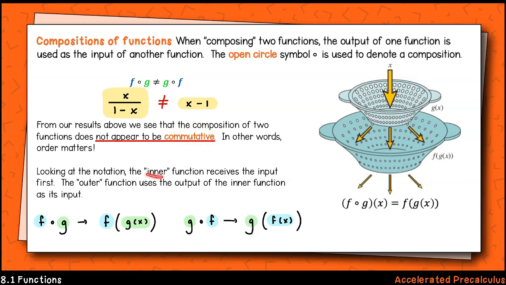Looking at the notation, the inner function receives the input first. The outer function, on the other hand, uses the output of the inner function. Here's a few ways that can appear. F composed with g would use g as the input for the function f, where g composed with f would use f as the input for the function g.